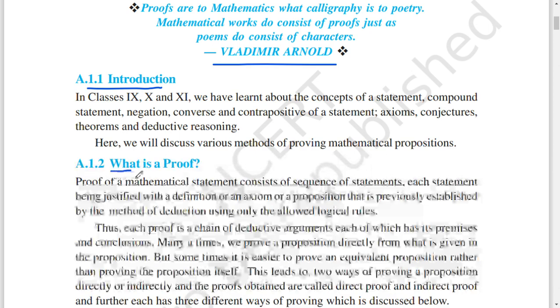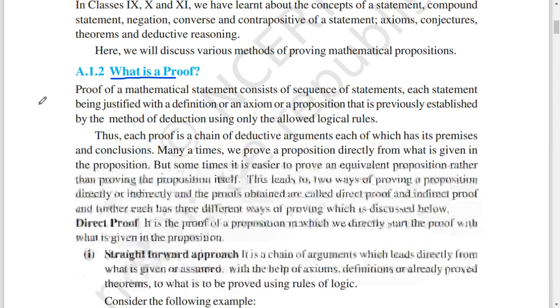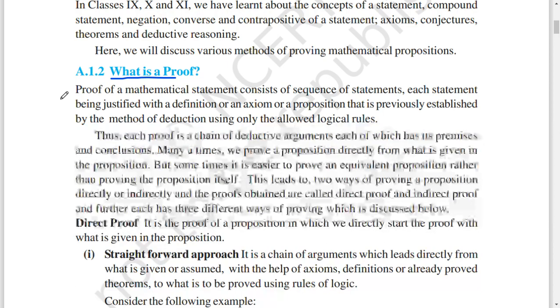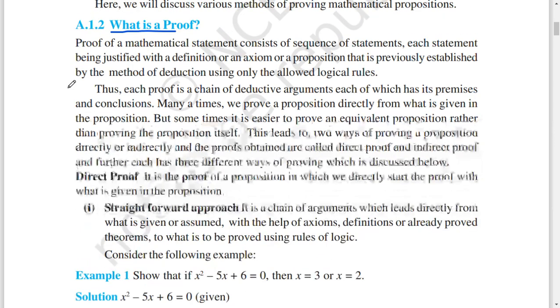What is a proof? Proof of a mathematical statement consists of a sequence of statements, each statement being justified with a definition or an axiom or a proposition that is previously established by the method of deduction using only the allowed logical rules. Thus, each proof is a chain of deductive arguments, each of which has its premises and conclusions.